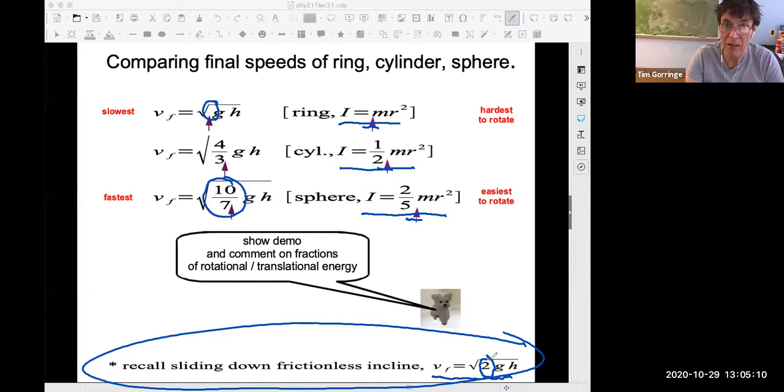So if you raced a sliding object with the rolling sphere, cylinder, and ring, the sliding object on a frictionless incline would win the race. There's a factor of 2 there. The sphere comes next with the factor of 10/7. The cylinder third with a factor of 4/3, and the ring last with just a factor of 1.